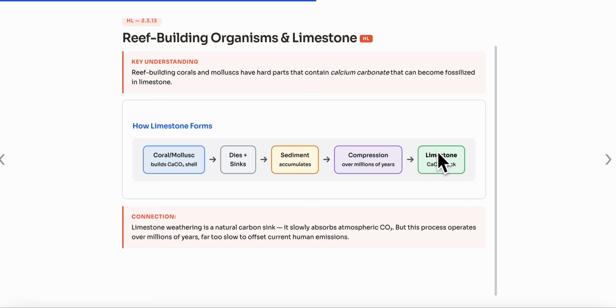So how is limestone forming, and how limestone weathering is a natural carbon sink because it slowly absorbs atmospheric carbon dioxide, but this process operates over millions of years, far too slow to offset current human emissions. So that's why we need to adopt technology. These are the things they are explaining about how limestone forms. When corals and molluscs present in the oceans die, they sink, and the sediments accumulate, and over millions of years of compression they will finally form limestone. So that's how it forms.